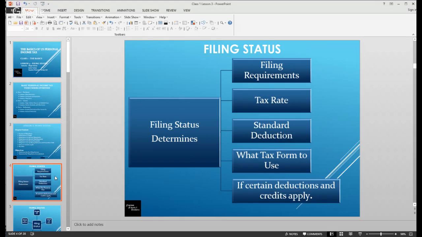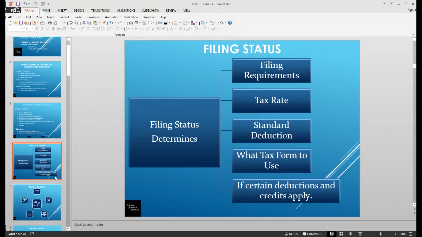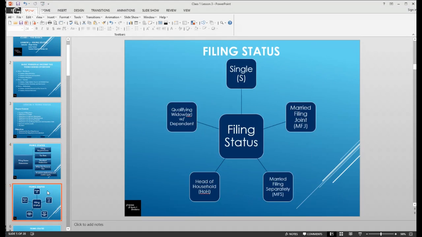As you look at your deductions and credits, you will find out that they are allowed or disallowed for certain filing statuses. So your filing status is a very important thing to understand, and it's a good place to start, or in this case, it's going to finish up the basics section. So the next thing that we're going to do is talk about what are the 5 filing statuses. Single, most people are familiar with this. Married filing jointly, most people are familiar with that as well.